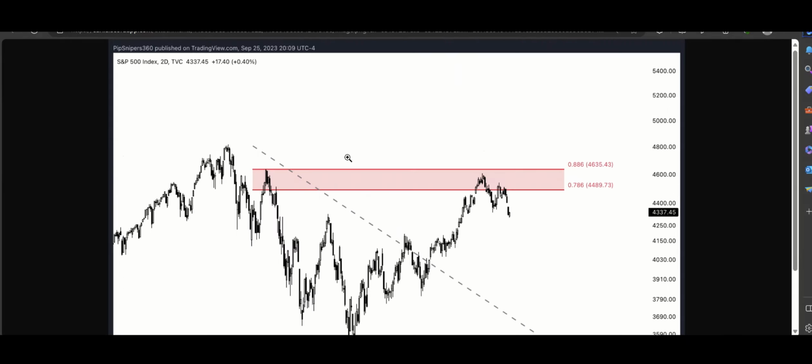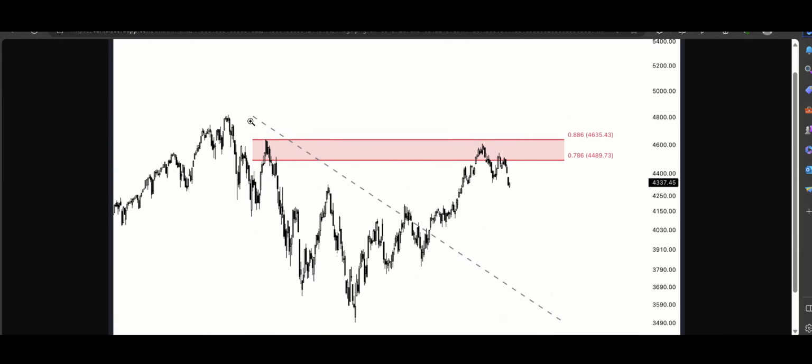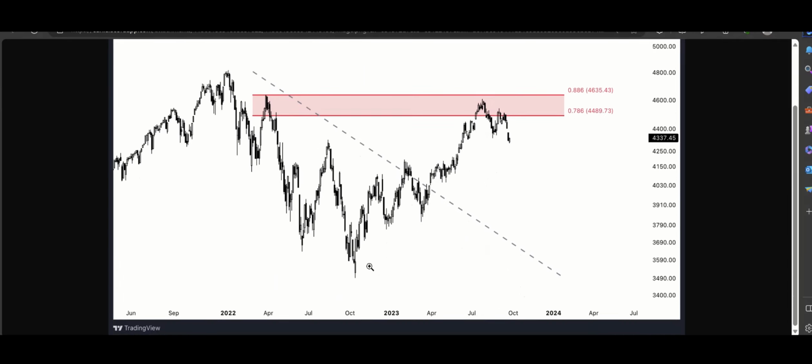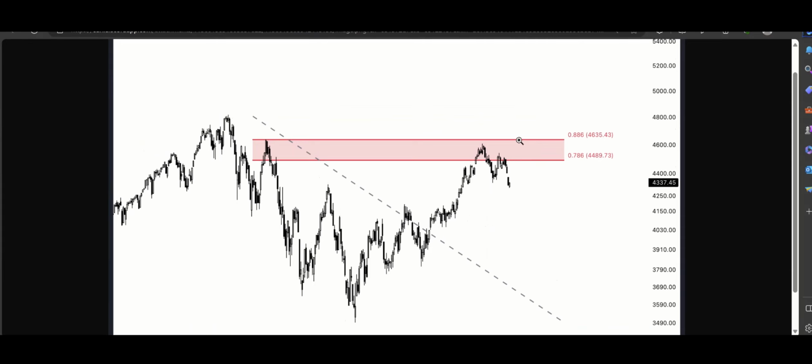Okay, so we can also see if you just take a simple fib from this high in December, January down to this low, we've hit that 786, 886 zone. Okay, so we're pretty overheated over here. And then you see some bearish momentum.